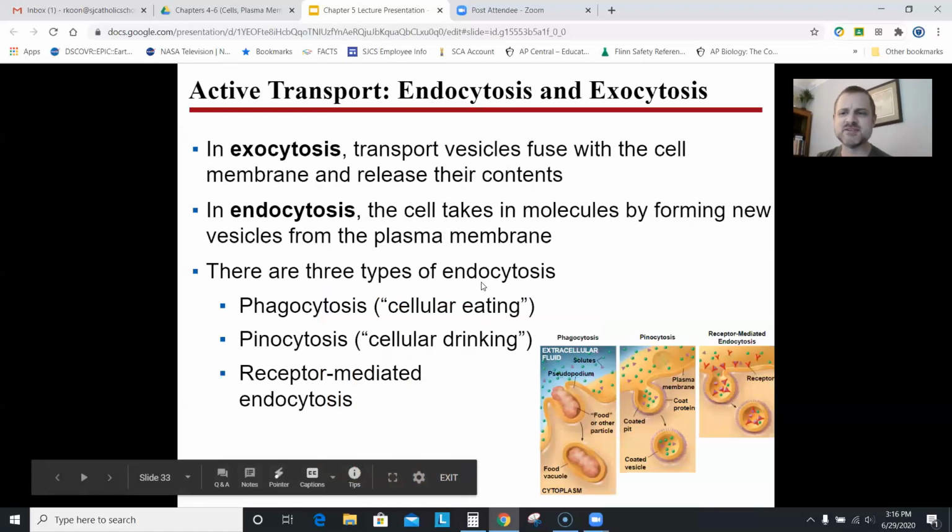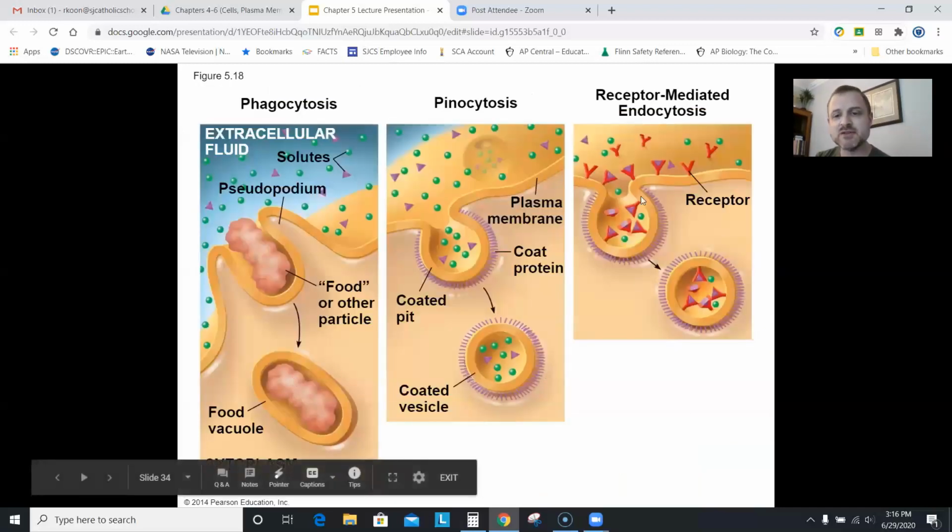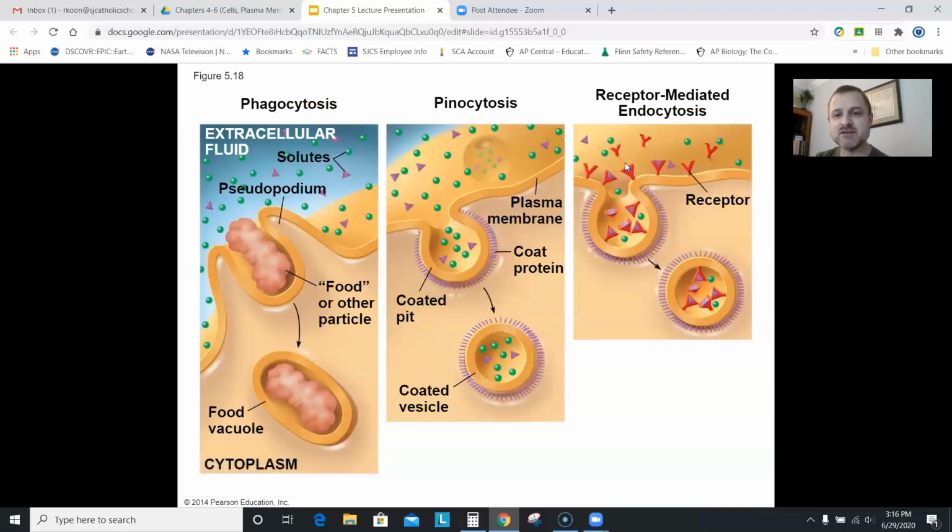Endo- and exocytosis, this is stuff you did in middle school. Exocytosis is just if you have a transport vesicle, fuse it with the cell membrane, and whatever was in the vesicle gets exported out. Endocytosis would be bringing things inside the cell, the opposite. The three types: phagocytosis is when a cell brings in something like a food particle that's solid. Pinocytosis would be cellular drinking, bringing in something that's liquid. Receptor-mediated endocytosis is this picture right here. These little Y-shaped receptor proteins actually bind to the solute, and then the cell membrane pinches in. All of these require energy, so all of this is an example of active transport.